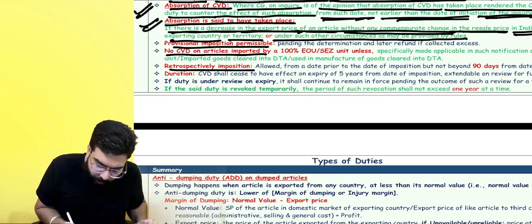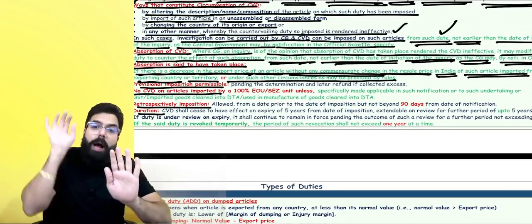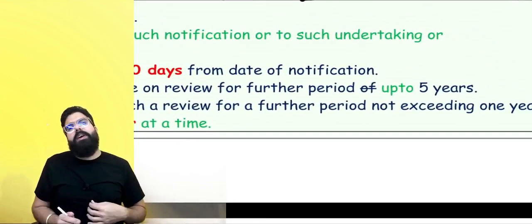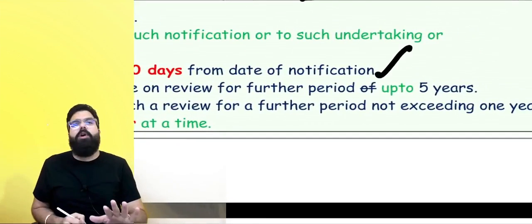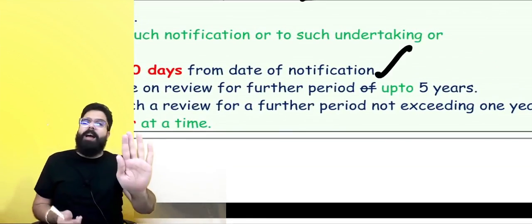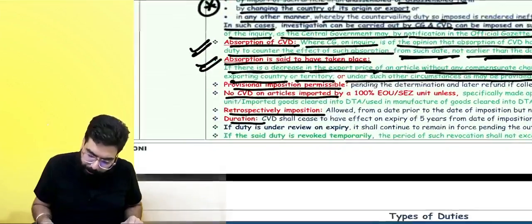Sir, what is the duration of the CVD? Always remember, the CVD's duration can be 5 years, plus extendable by a further period of up to 5 years. Earlier it was extendable by a further period of 5 years. Now they have told it is extendable by a further period up to, means 5 plus 5, maximum is how many years? 10 years. Okay, sir, point is clear.